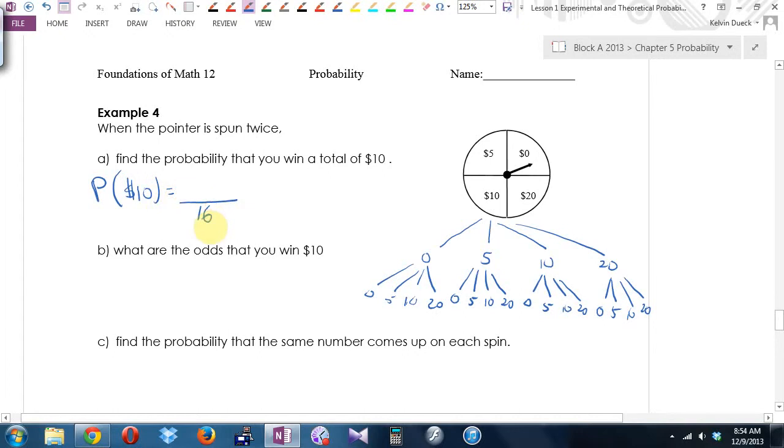How many different ways can you win $10? Let's see. I'm going to put a check mark underneath each one. Here, yes? Because you could win $5, $5. That's $10. Here, you could get a 10 and a 0. I think that's it, yes? So what's the probability that you win a total of $10? 3 out of 16. Okay.